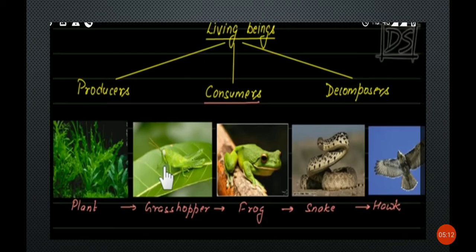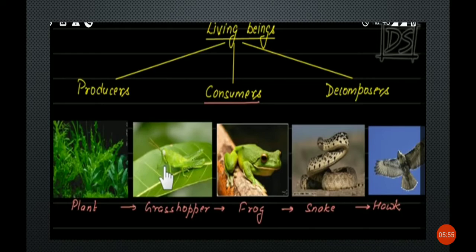Now in this you can see one chain: plants, grasshopper, frog, snake, hawk. So here what you can understand, plants can produce their own food. That's very good. Here grasshopper eats plants, right? Grasshopper eats plants, and frog eats grasshopper, and snake eats frog, and hawk eats snake.